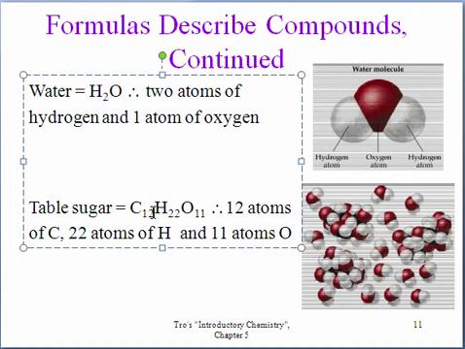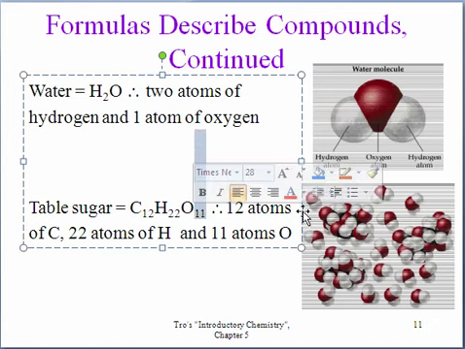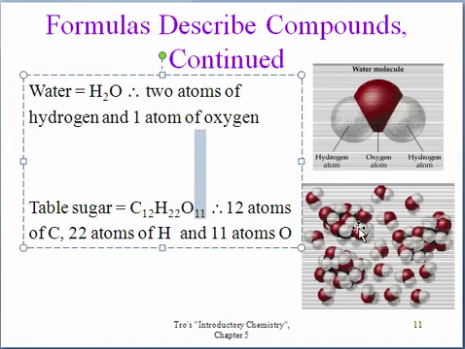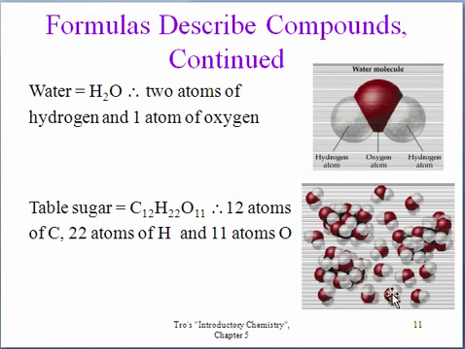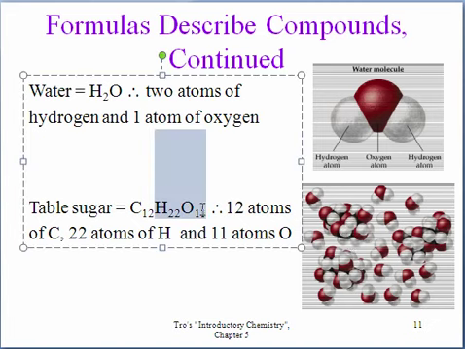And here's table sugar. We've already seen that it has 12 carbon atoms, 22 hydrogen atoms, and 11 oxygen atoms. And here's a molecule of sugar right here, dissolved in water. Here are the little water molecules, and here's sugar. It's hard to see those black carbon atoms, but they're buried underneath all the oxygen and hydrogen in the sugar molecule.